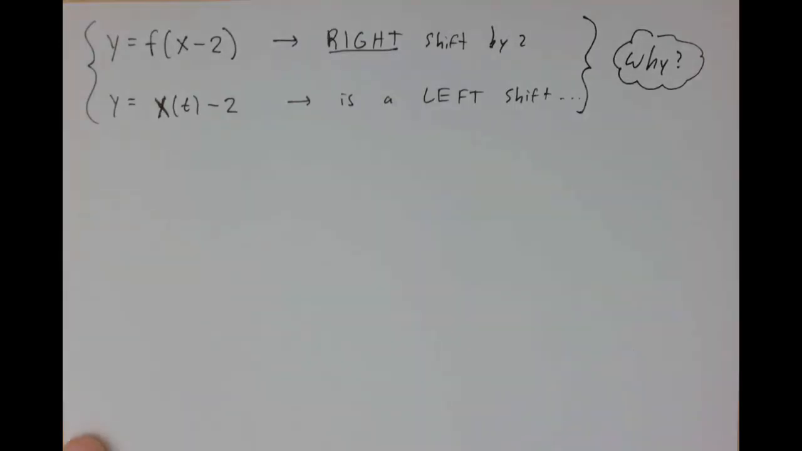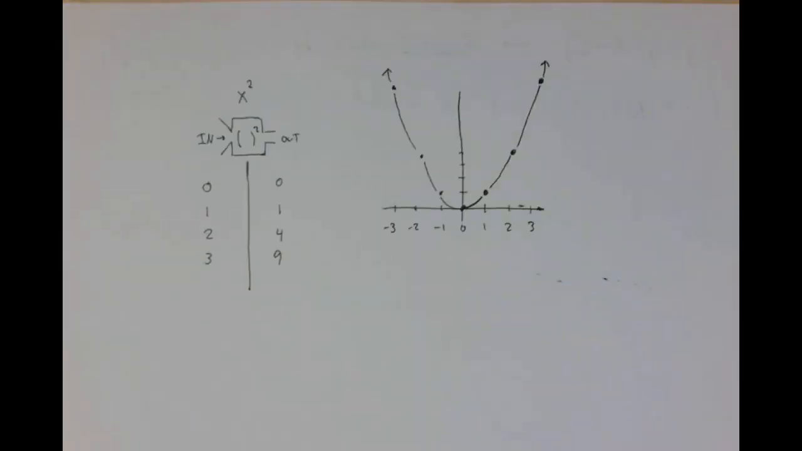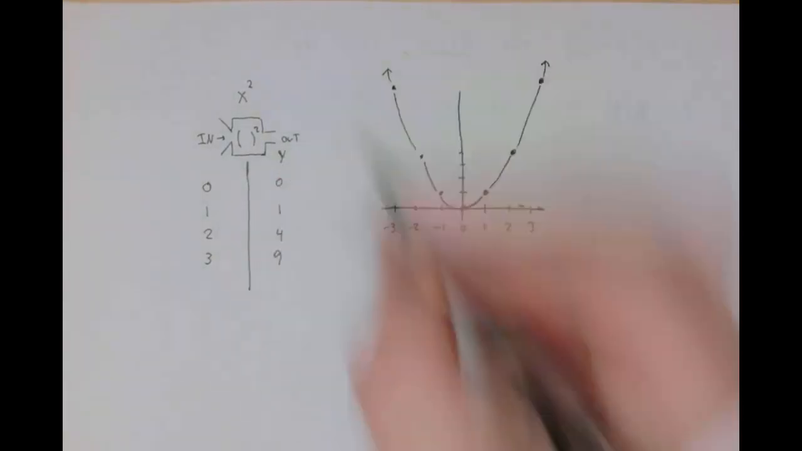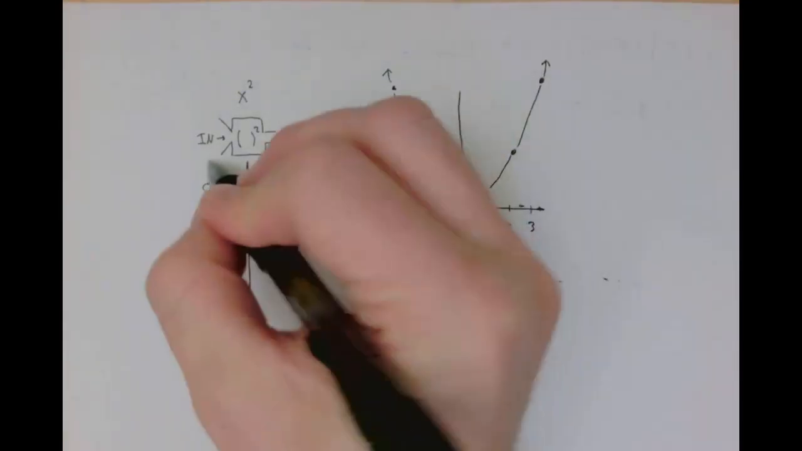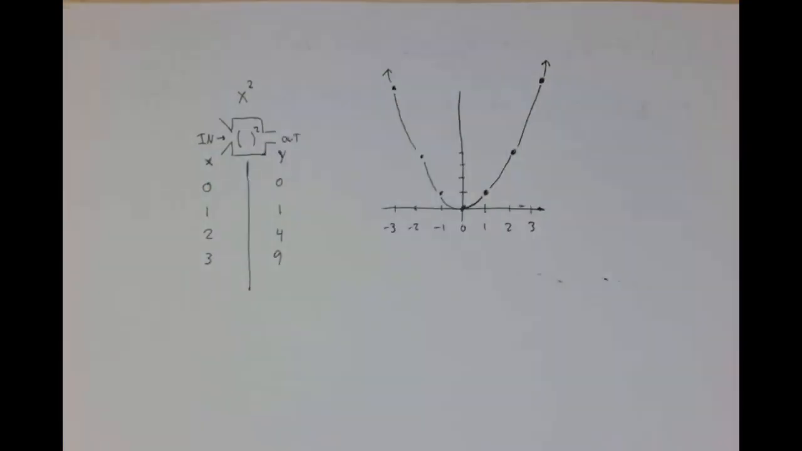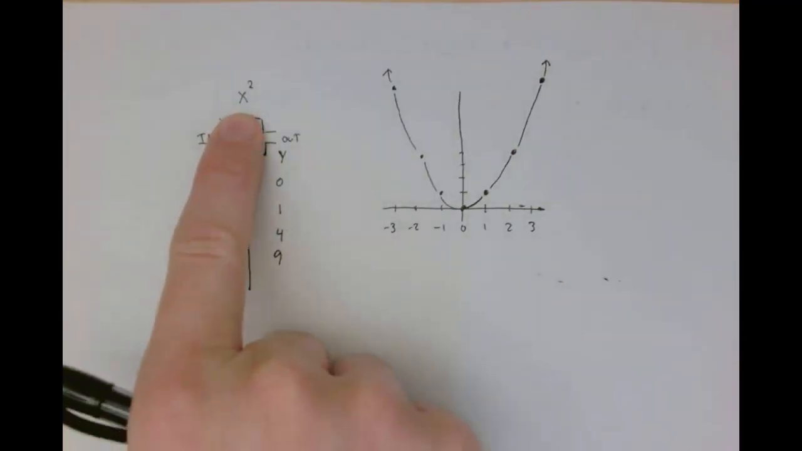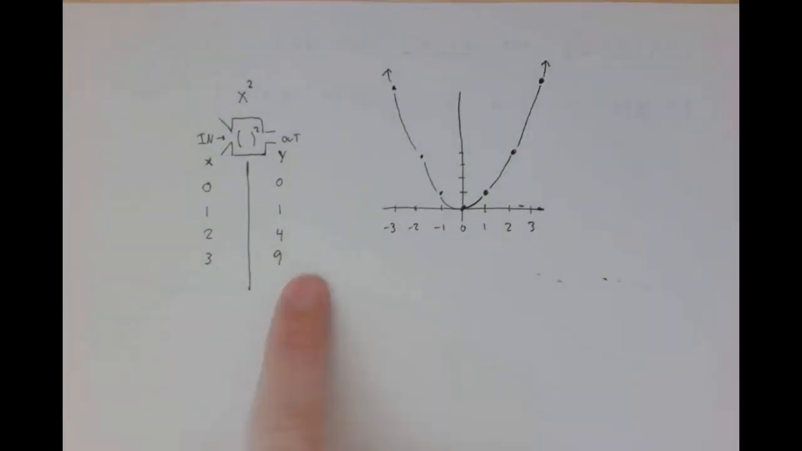So why the difference? Here's an example of an unshifted parent graph in a transformation that's Cartesian. We've got the outputs are the y-coordinates, and they're functions of the inputs, which are the x-coordinates. And that's all familiar. So what I want to focus on here is, why does replacing x with x minus 2 actually mean it's a right shift instead of a left shift? Because I think that's the main confusing part.